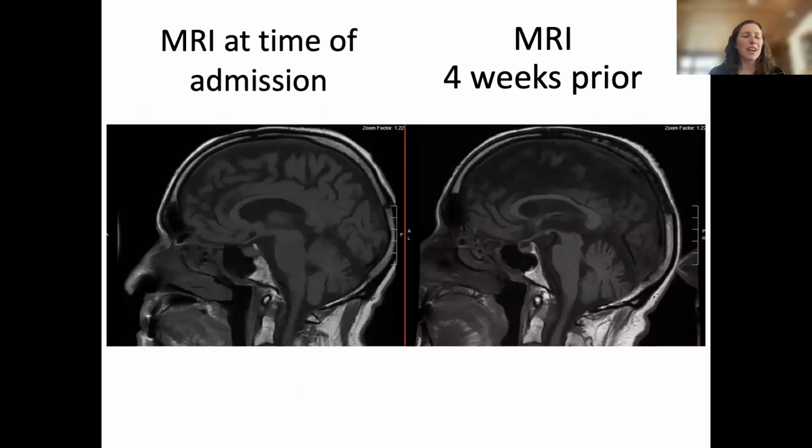So this was his MRI at the time of admission, and this was his MRI 4 weeks prior. And you can see, compared to his prior MRI here on the right, on the left, he had an interval increase in the size of his pituitary gland compared to just 4 weeks ago. Notably, he didn't have a headache that can commonly be seen with immune checkpoint inhibitor-induced hypophysitis, but we felt that this imaging was consistent, as was his clinical presentation and laboratory values, with immune checkpoint inhibitor-induced hypophysitis.